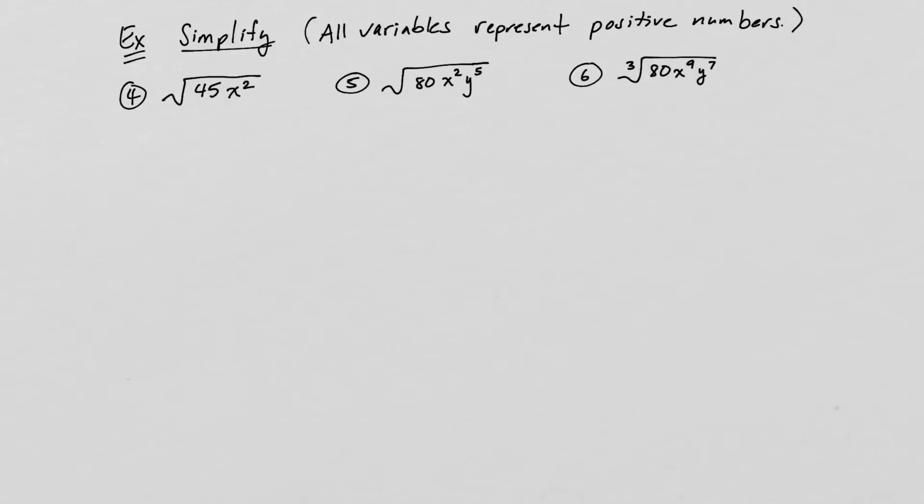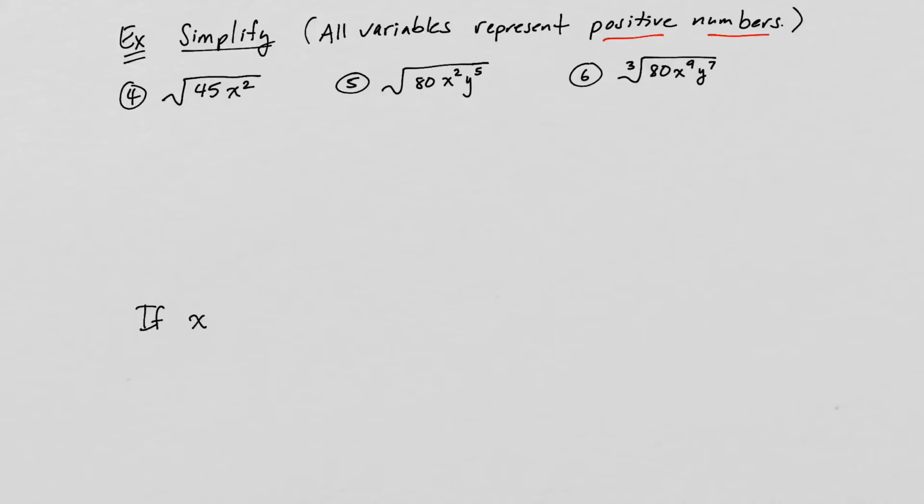Okay, moving on, we're going to introduce variables into these expressions. For these problems, we want to simplify the following radicals, and we're going to say that all variables represent positive numbers. Sometimes you will see this in the homework. Let's talk about what that means very quickly here.